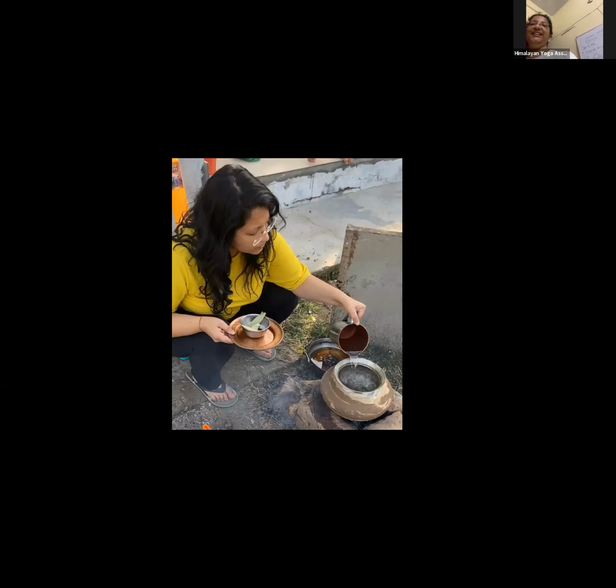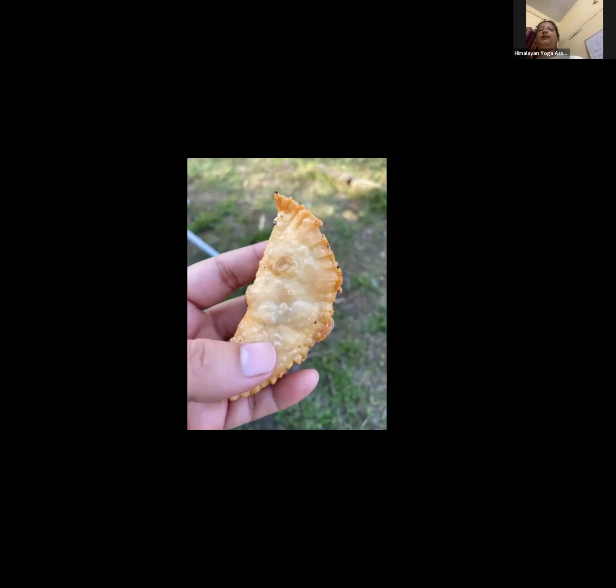So this is me cooking. And we made this very ancient kind of gas stove with wood. And I will show you the sweet we made. This is the sweet we made. This is one piece. It's a delicacy, and it's generally cooked during Holi. If you were here, I would share with you, people.